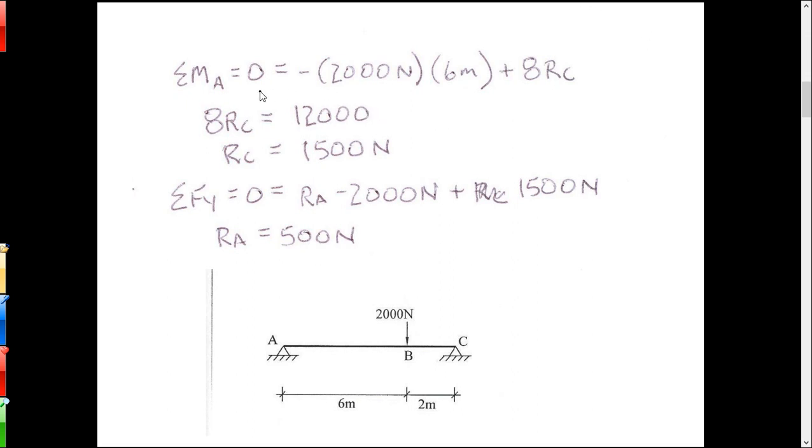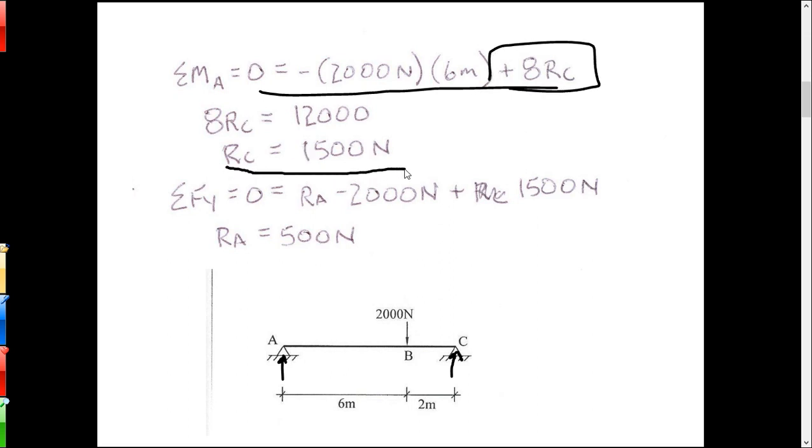What you put into the equations signifies what direction stuff acts. The signs on your answers indicate whether your assumption was correct or not. So I assumed RC was up. That would create a counterclockwise moment, which is positive. So that's why that's plus 8RC. Then my answer came out positive, indicating that I made the right assumption. It is up. Okay. You all right with that?